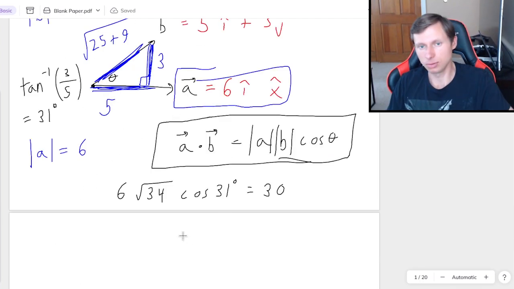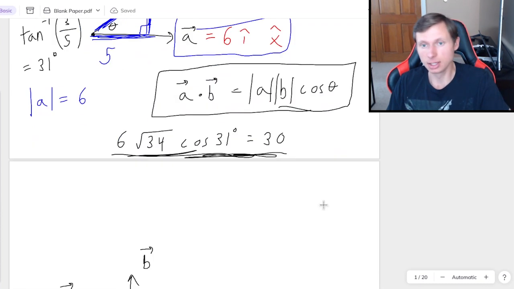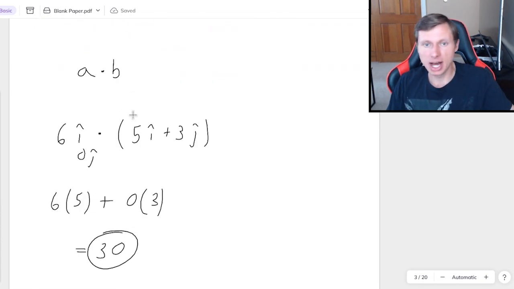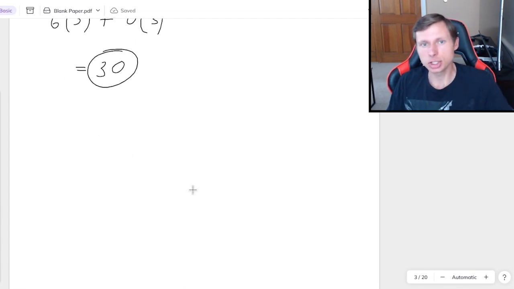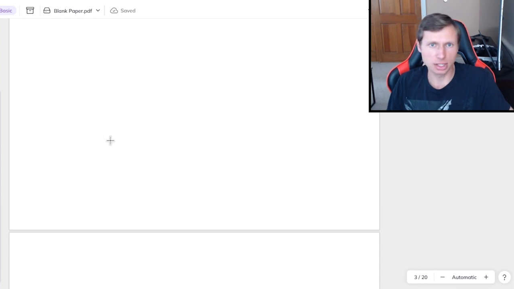I'll scroll up. We said this was 30 right here, doing the ab cosine theta method. But this method, where I just combine the i's and the j's independently and then add them together, I can do this a lot faster for i hat and j hat notation. Now let me guess, that's a little confusing, right? So let's just do a few more examples of that, and I think you'll get it.